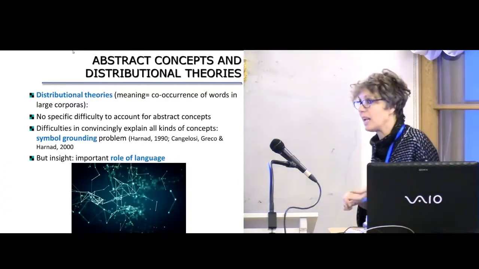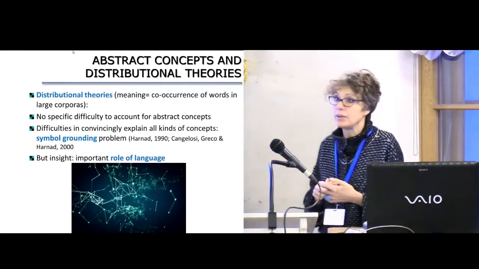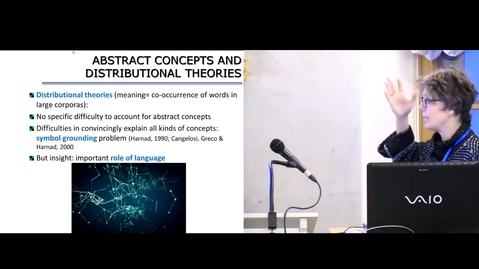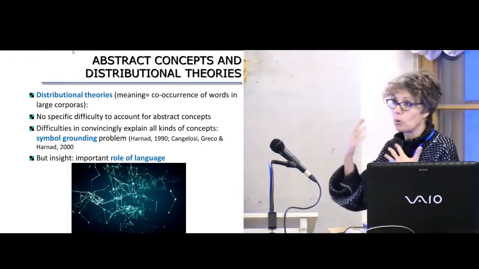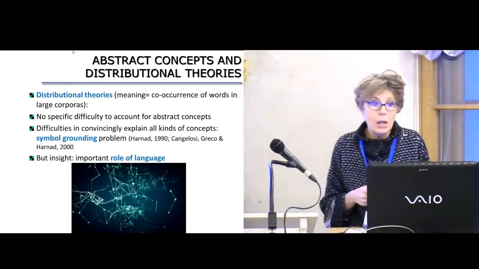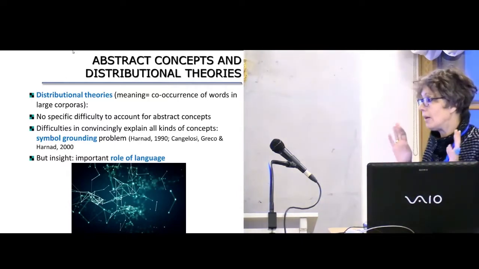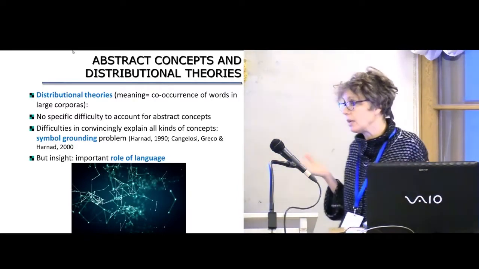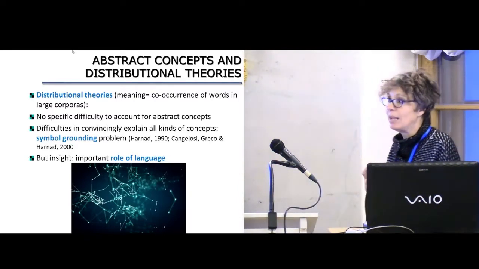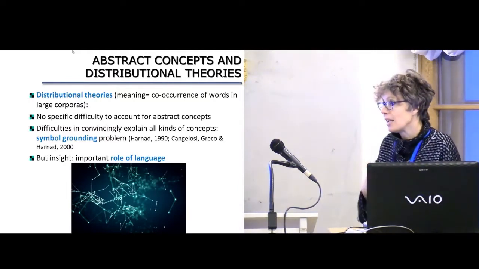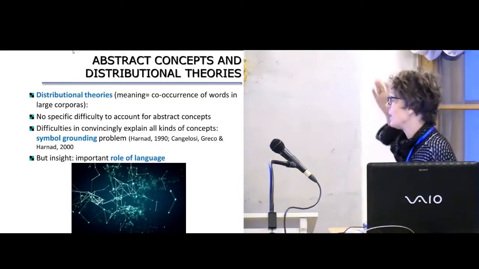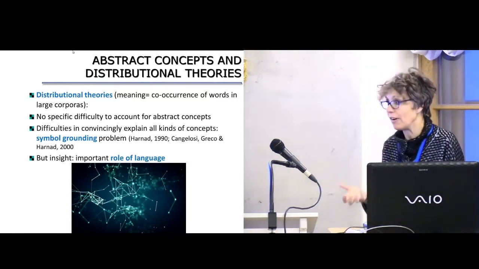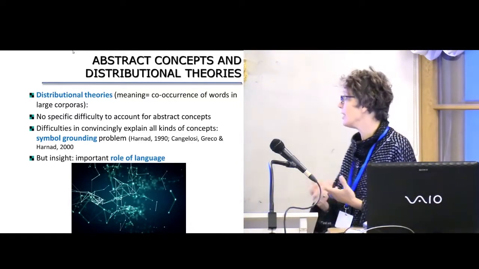But is it important to study abstract concepts just for embodied and grounded theories? No, it's important also for distributional theories. So distributional theories intend meaning as a co-occurrence of words in context in large corpora. Why is it important? Actually, distributional theories do not have a particular problem in accounting for abstract concepts. But I start from an embodied approach. So in my view, distributional theories have the so-called symbol grounding problem. So it's difficult for them to ground meaning without referring to words' reference.